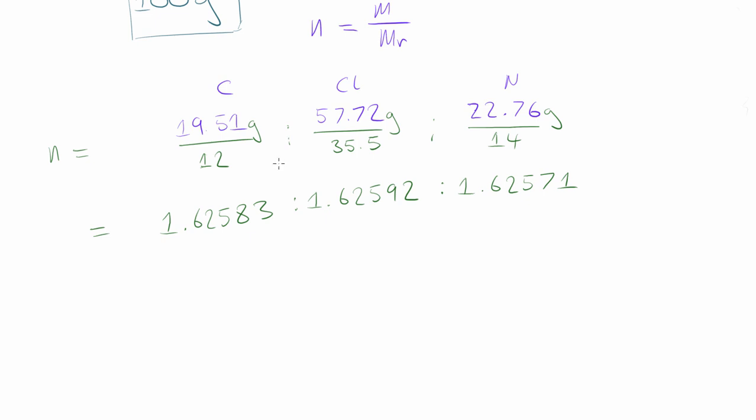Okay, so at this stage, what I'm going to do is divide each of these numbers by the smallest one. In terms of determining the smallest one, I'm looking at the last two numbers here: 83, no, 92, no, 71 is the smallest one. So we're going to divide each of these by this number, 1.62571.